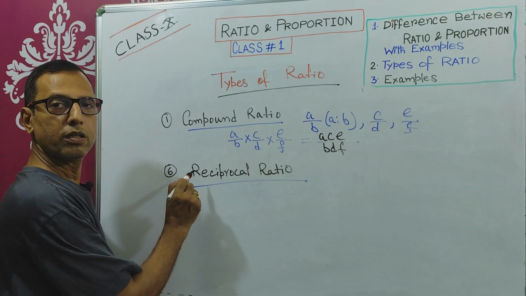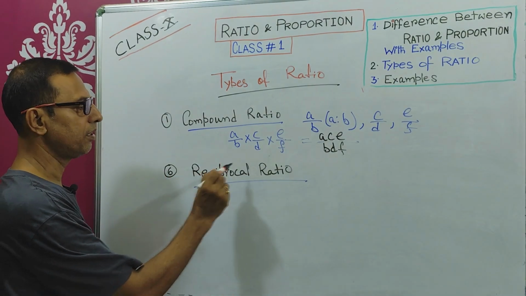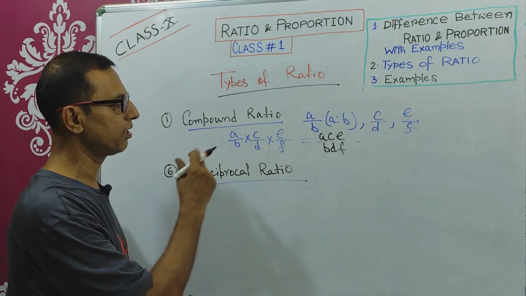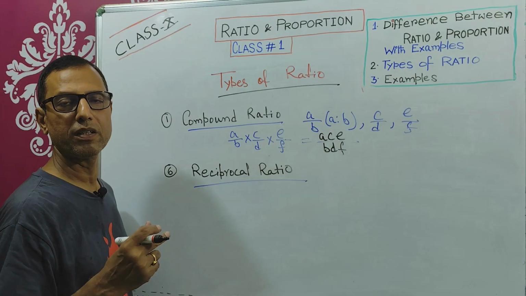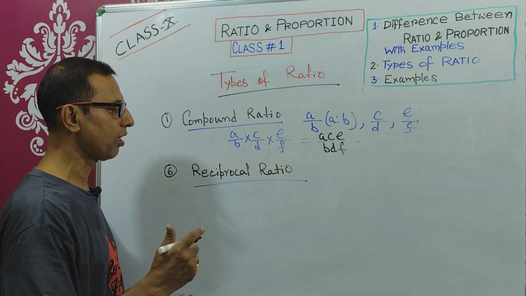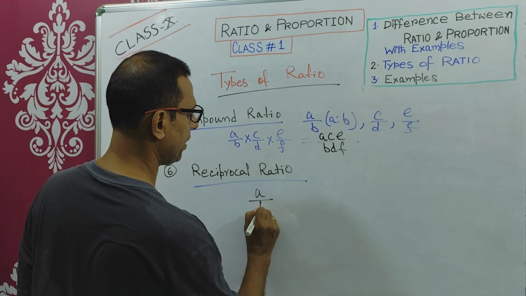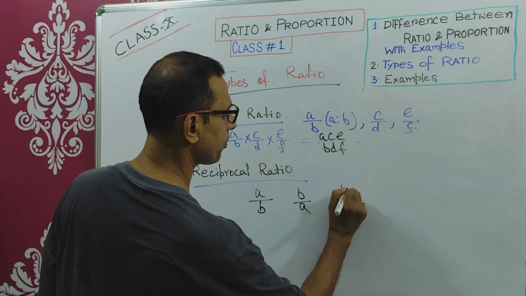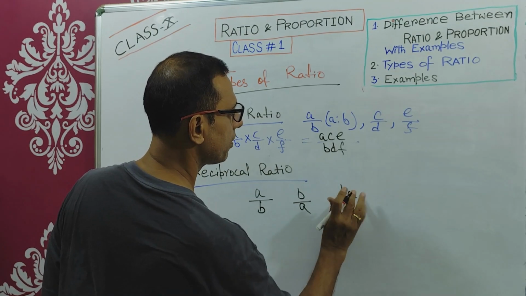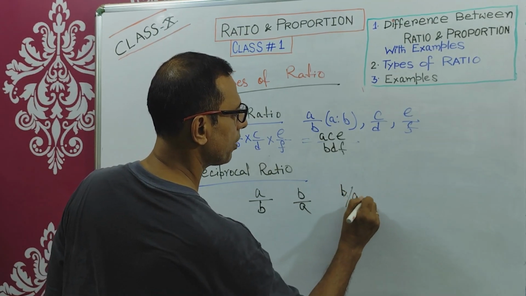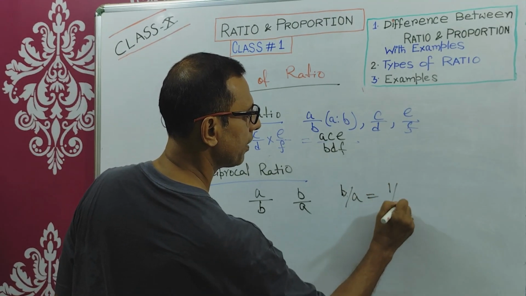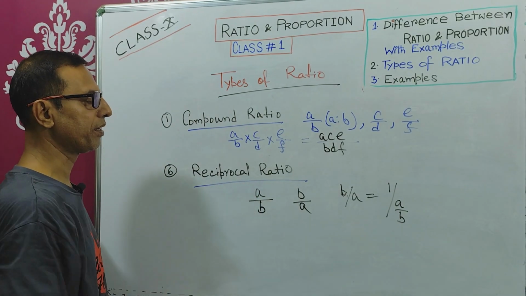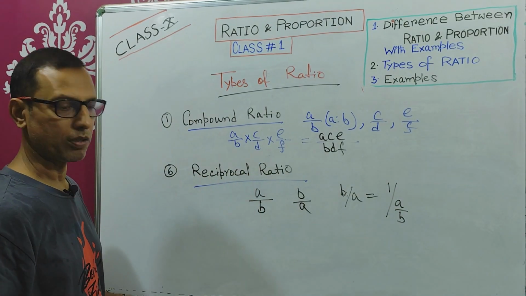Okay. Next one is number 6, reciprocal ratio. From the name itself it is clearly understood, it is the reciprocal of that ratio. That means you need to flip it, like a reciprocal number. So if the ratio is given as a by b, the reciprocal ratio of a by b is b by a. Actually b by a equals 1 by (a by b). That means you are flipping the numerator and denominator. That is the reciprocal ratio.